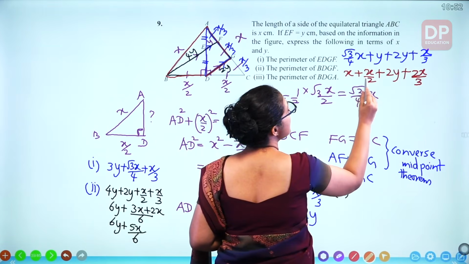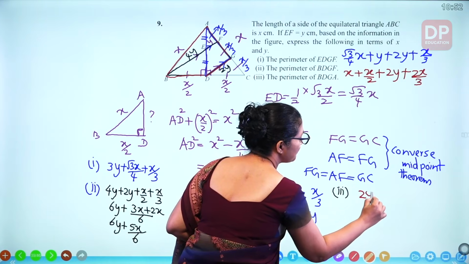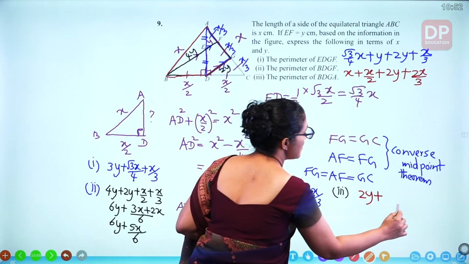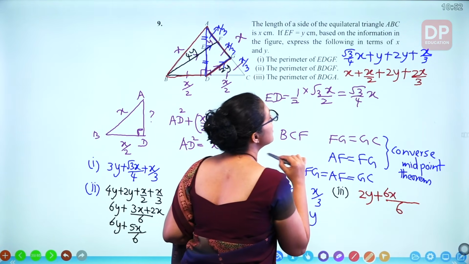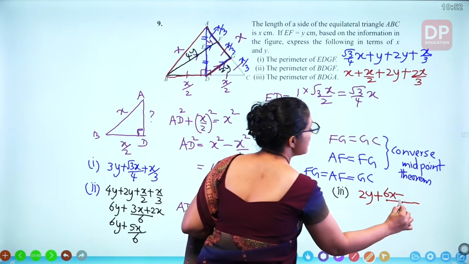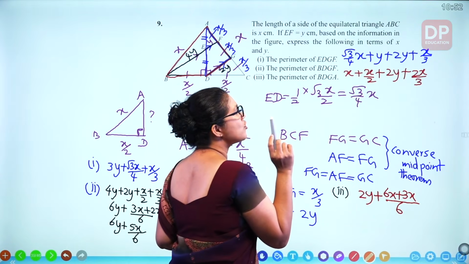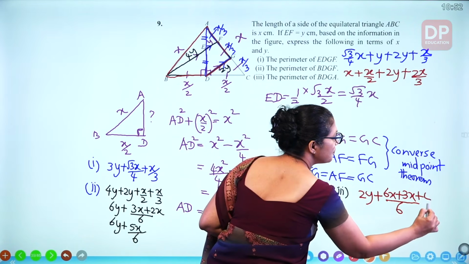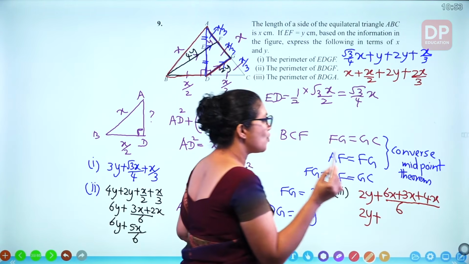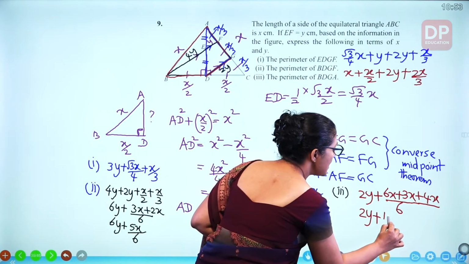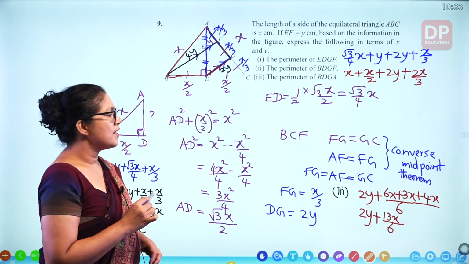The common denominator is 6. So, for the third part I can write 2y plus, 6 is the common denominator. So this is 6x over 6. You get 1x. This is 3 times 2, so 3x. This one is multiplied by 2, you get 4x. So, what's the final answer? 2y plus 6 plus 4, 10 plus 3, 13x over 6. So, 2y plus 13x over 6.